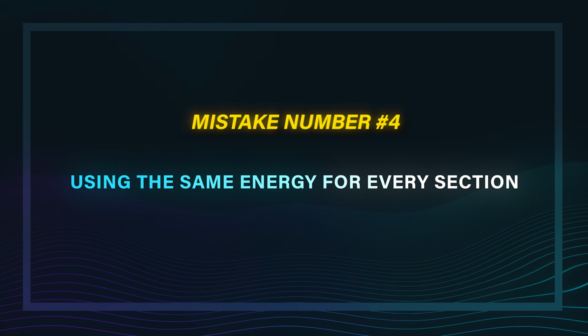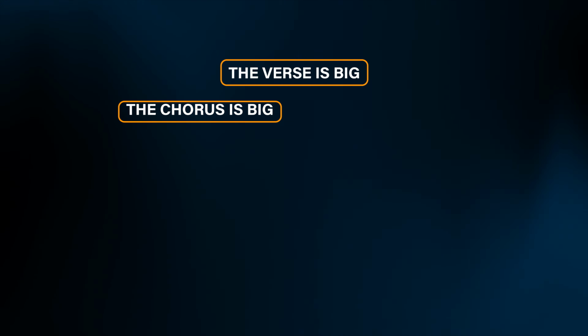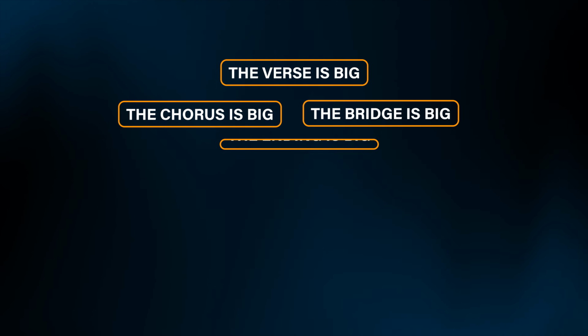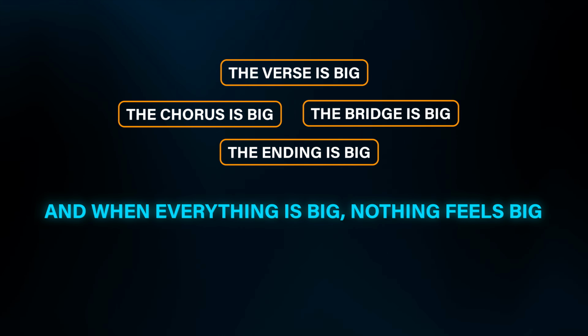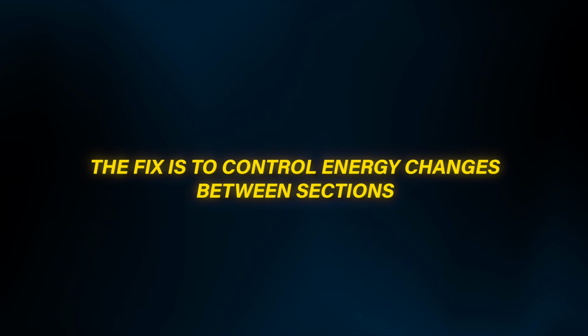Mistake number 4. Using the same energy for every section. A lot of AI songs sound flat because every part has the same intensity. The verse is big, the chorus is big, the bridge is big, the ending is big, and when everything is big, nothing feels big. Real songs need contrast. The fix is to control energy changes between sections.